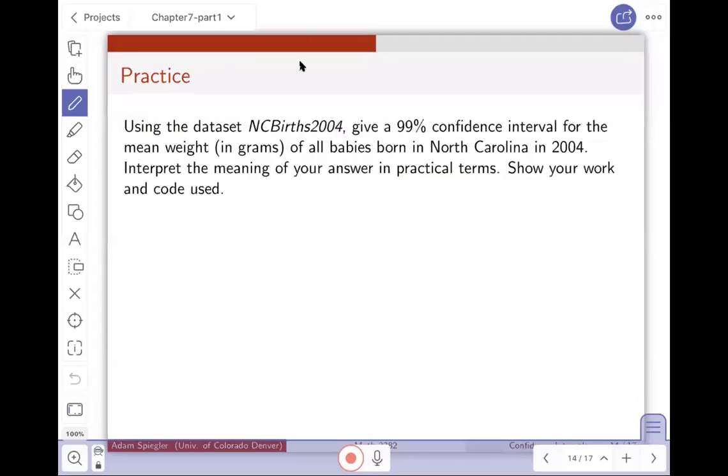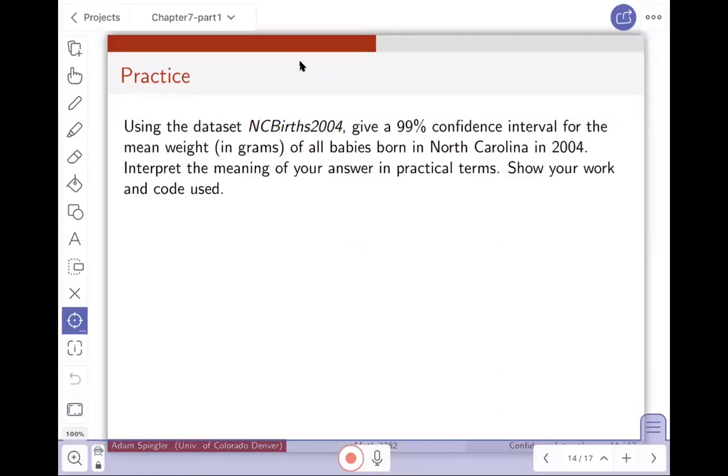All right, in this video, we're going to take a look at an example where we want to construct a confidence interval for a mean, in this case, the mean weight of all babies that were born in North Carolina in 2004. And we don't know anything about the population other than we actually have a really large sample in this data set, NCBirths2004. So we don't know what the population mean is, obviously, or we wouldn't want to estimate it. And we don't know what the population standard deviation is either.